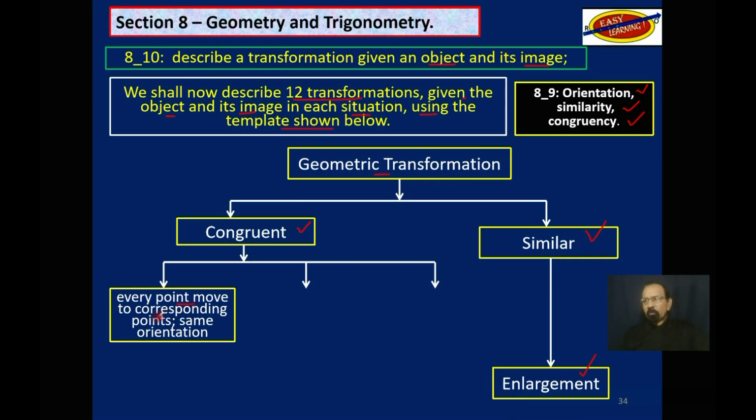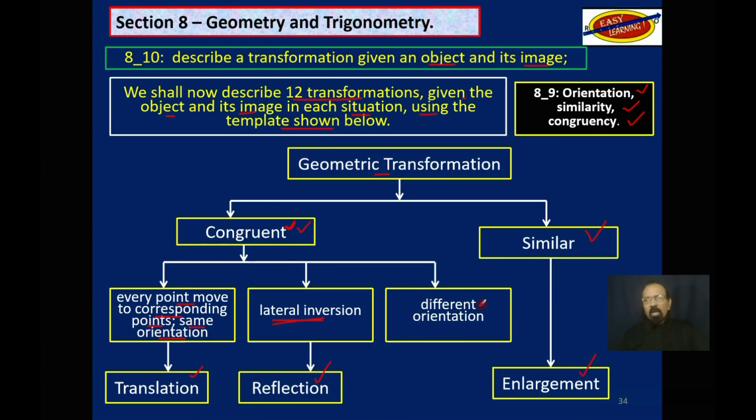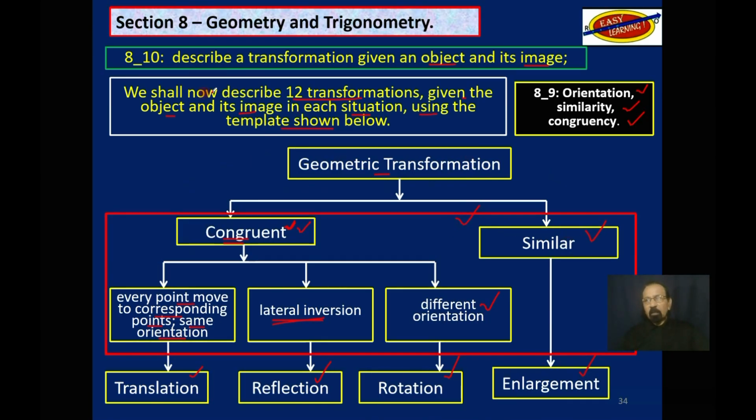If every point moved to corresponding points in the same direction, then we can certainly say that translation took place. Of course, besides that, we have to say in what direction. Remember, we are still dealing with congruency. Do we have lateral inversion? Left becomes right. If that is the case, we can most likely say it is reflection. There may be an exception to that. If we have a different orientation, still dealing with congruent shapes, then in that case, most likely it is rotation. So this is the roadmap we shall be following in this objective.